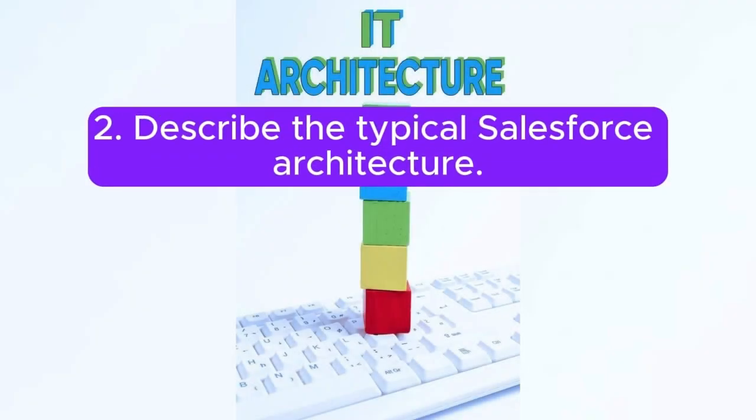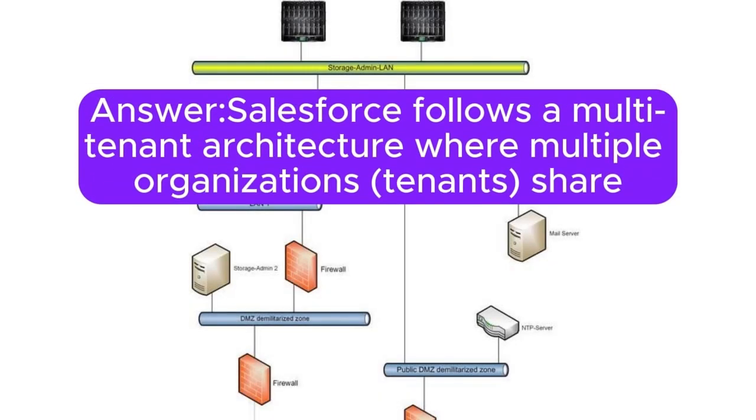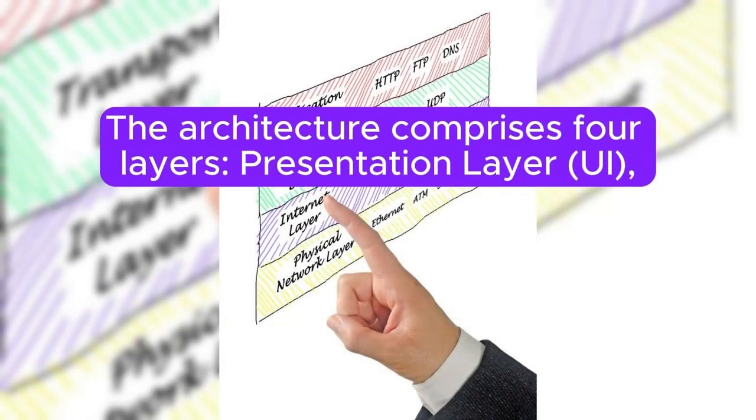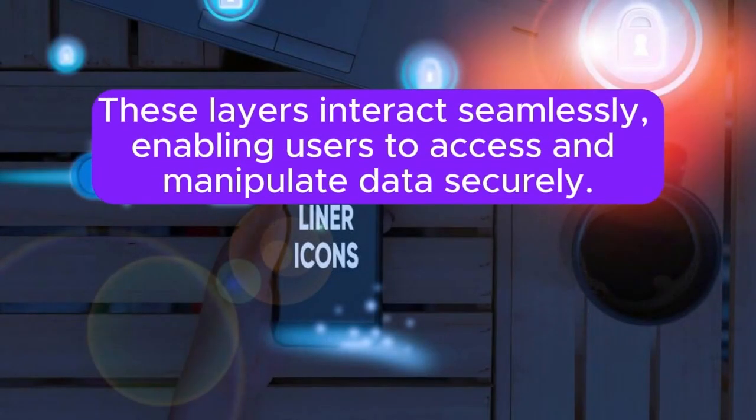2. Describe the typical Salesforce architecture. Answer: Salesforce follows a multi-tenant architecture where multiple organizations (tenants) share the same instance of the application while keeping their data isolated. The architecture comprises 4 layers: presentation layer (UI), application layer (logic), data layer (database), and integration layer (external systems). These layers interact seamlessly, enabling users to access and manipulate data securely.